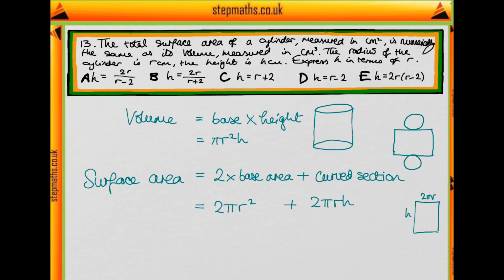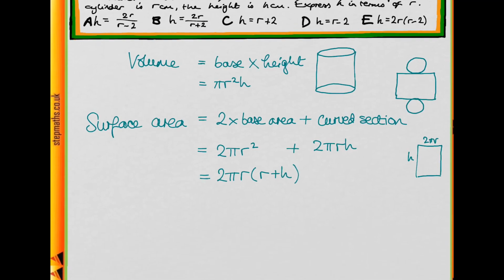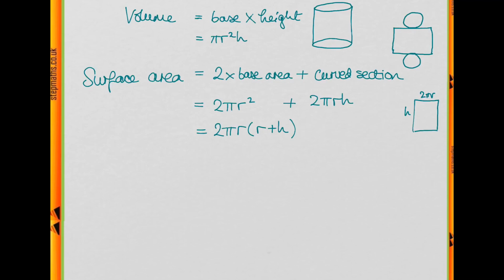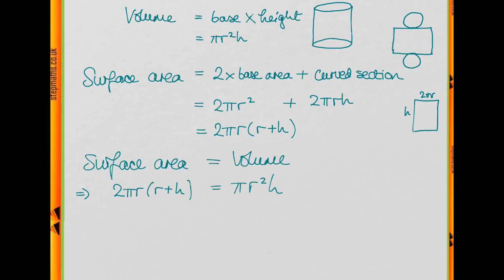And so we can work out that the base area is pi r squared, so we get 2 pi r squared, and the curved section is 2 pi r times h, because it's a rectangle and we want to find the area, which simplifies down to 2 pi r (r plus h). So we can now set these two things equal to each other because we're told that volume equals surface area. So we have that the surface area, this, is equal to the volume up here. So we get this. Pause the video now and have a go at simplifying this down to give h in terms of r.